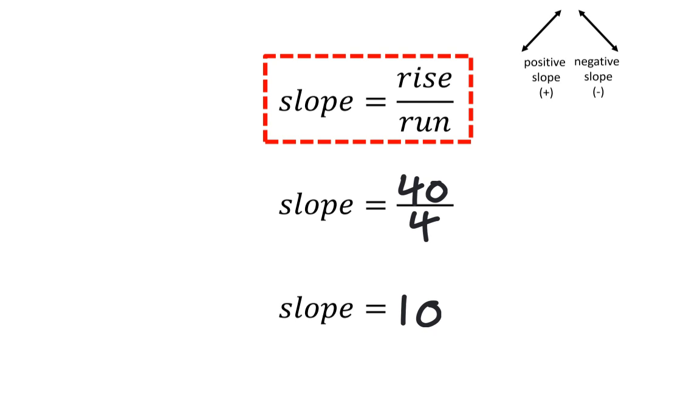Now, if you recall, the line was pointing upwards, which meant it had to have a positive slope. You can put a positive sign in front of this 10, or you can just leave it as 10. They would both mean exactly the same thing.